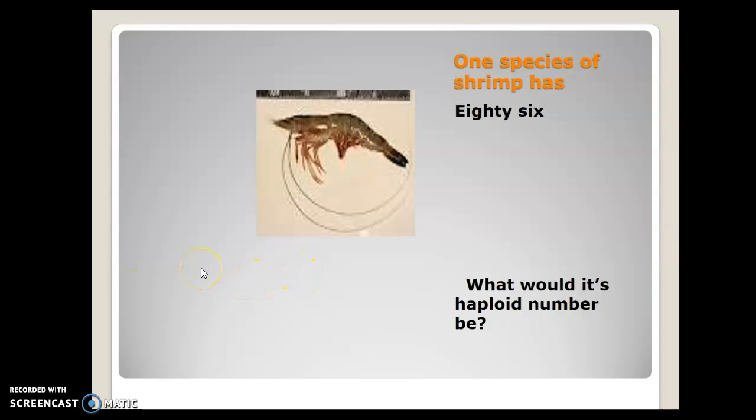Here's a species of shrimp that has a diploid number of 86. That means every cell in its body has 86 chromosomes except for its sperm or its eggs. How many would it have in its sperm or its egg? In other words, what's its haploid number? Its haploid number would be half of 86, so 43.